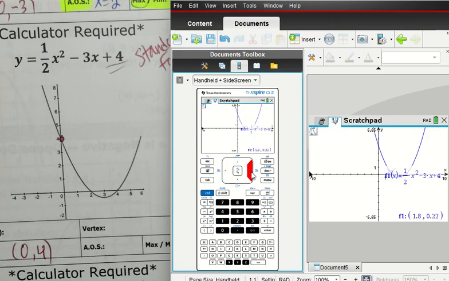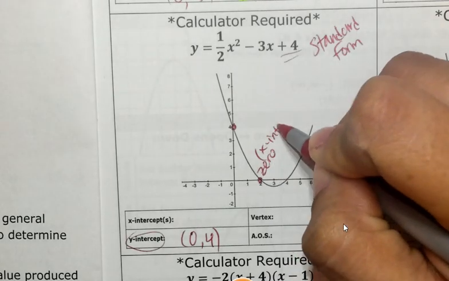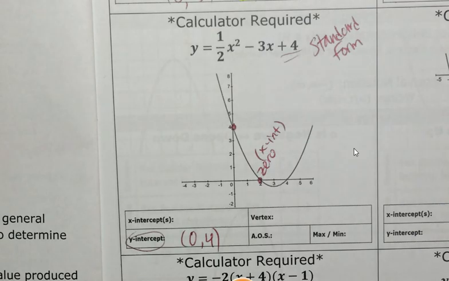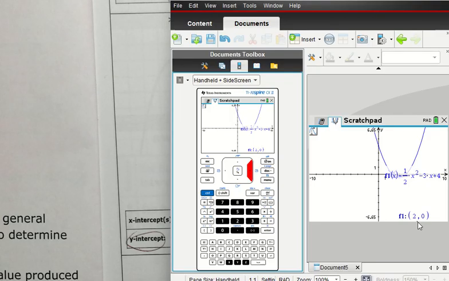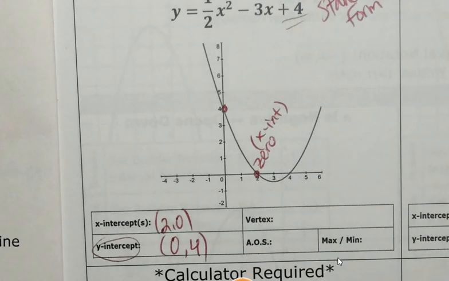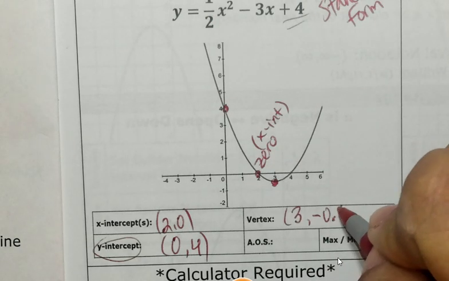If we keep going to the right, it says 0 when it reaches the x-intercept. So you need to identify that when the calculator says 0, it is giving you an x-intercept. So at 2, 0, you have an x-intercept. If we keep going, it says minimum at 3, -0.5. And again, that is just identifying that you have a minimum point right here at 3, -0.5.